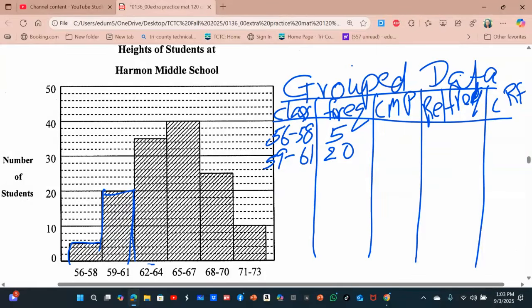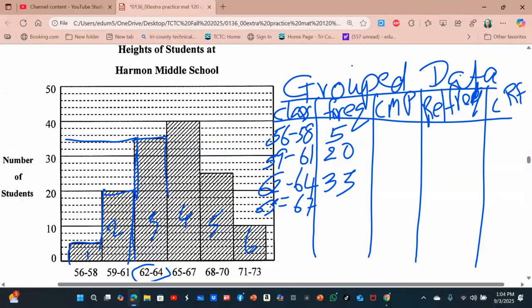The third class is 62 to 64. The number of students, which is the frequency, is approximately 35. By the way, there are 6 classes, 1, 2, 3, 4, 5, 6. There should be 6 classes because there are 6 bars. So we just had the third class. The fourth class is 65 to 67.